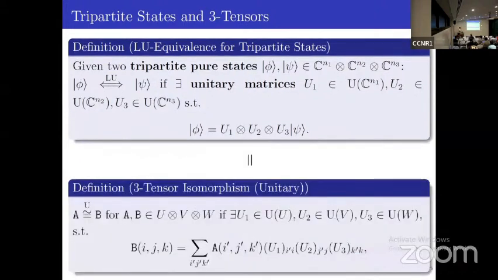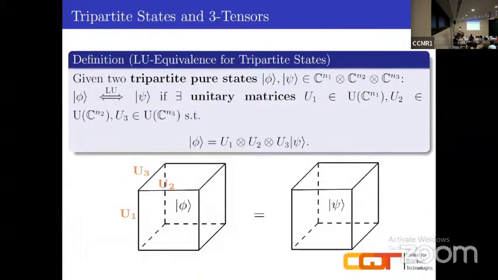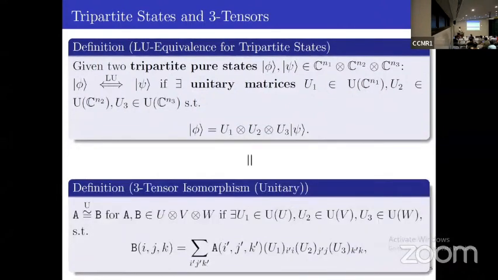And so because this is actually a three tensor isomorphism over the unitary group, we will have this notation that A and B in U tensor V tensor W are unitary isomorphic as long as I can find three unitary matrices that satisfy this equation.